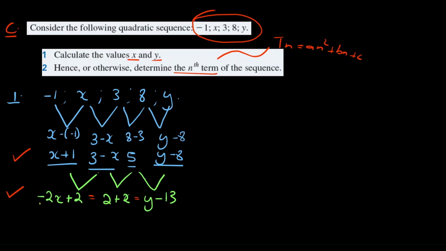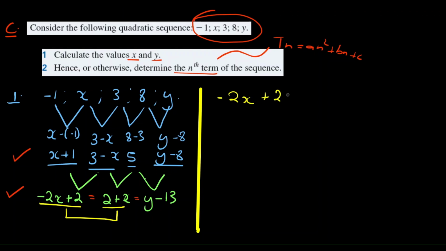So you can see that this pair here, that expression has x, but this has y. So what we do, we take the two that have the same unknown value and equate them and solve for the unknown value. So what we're going to have is negative 2x plus 2 is equal to 2 plus x.